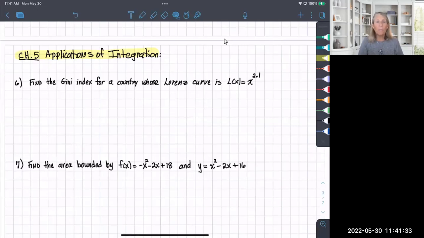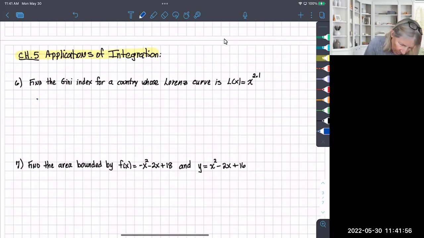All right, let's jump into chapter 5, which was all the applications of integration, where that formula sheet will be very handy. So this first application is for the Gini index. Now there's a lot of applications, so you have to kind of know what formula goes with what. Gini index is pretty straightforward. So we're coming up with a measure of income equality here.